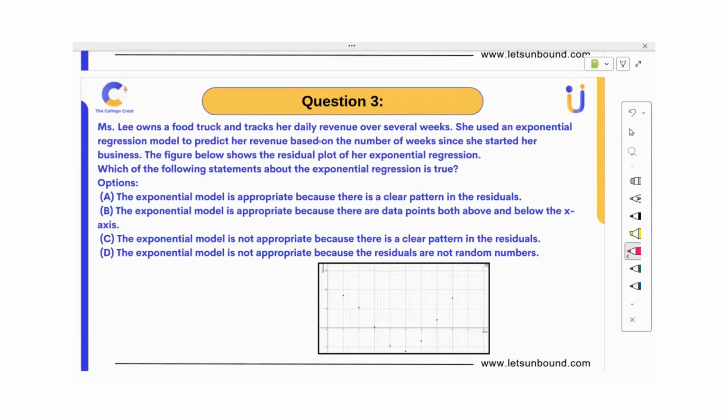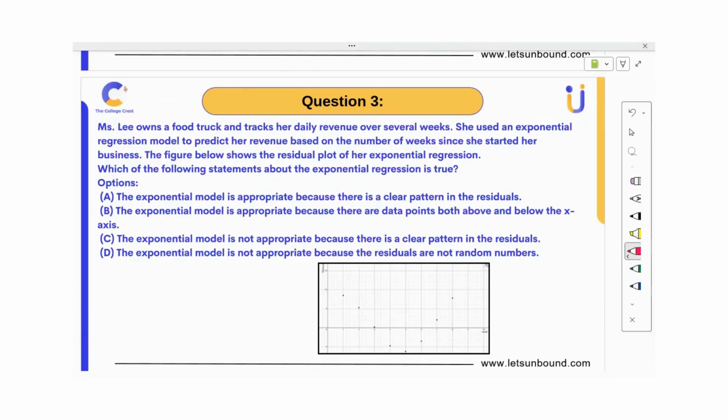Miss Lee owns a food truck and tracks her daily revenue over several weeks. She used an exponential regression model to predict her revenue based on the number of weeks since she started her business. The figure below shows a residual plot. Which of the following options about the exponential regression is true?